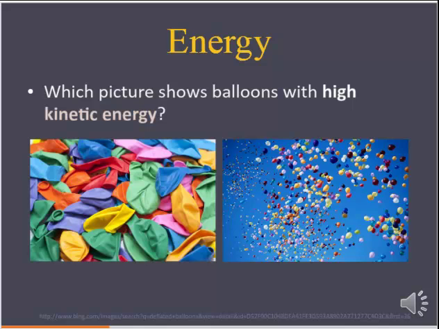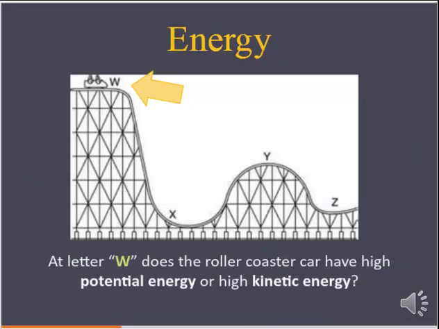The answer is the balloons on the right. The balloons on the right are in motion. They are floating, they are moving, and the balloons on the left, they're not. However, the balloons on the left have a lot of potential energy because they have the ability to one day be just like the balloons on the right.